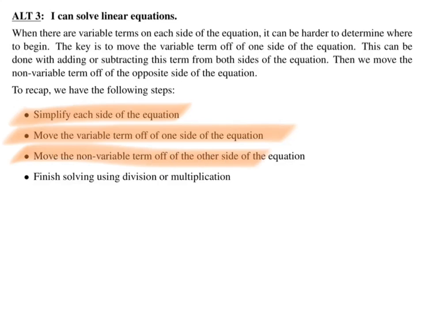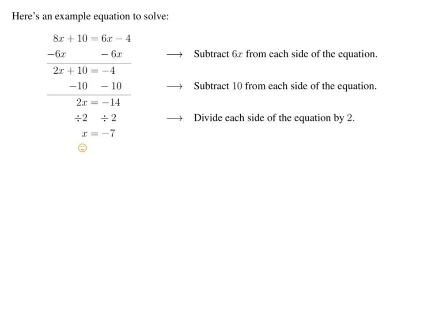Then move the non-variable term off of the other side of the equation. Since I move the variable term off the right side, I move the non-variable term off of the left side. However, that isn't particularly important. What's important is that you do it off of whatever side already has the variable term. And finally, finish solving using multiplication or division. You'll see that as the final last step. This final step should be boring. The good kind of boring, where you know exactly what you're doing and you just can't make your hand write fast enough.